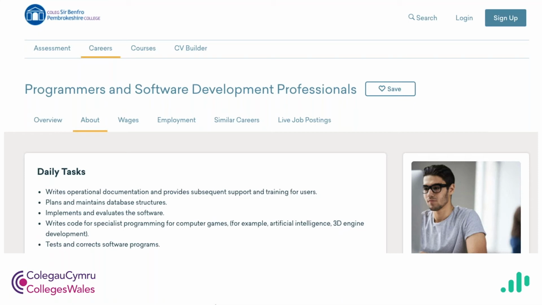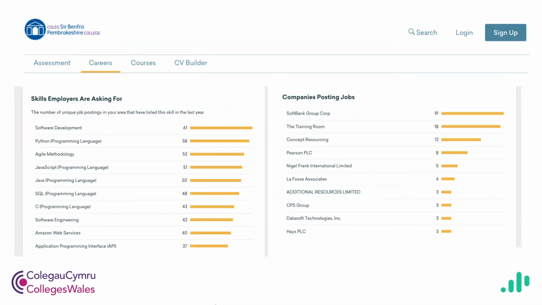So here we're looking at programmers and software development professionals, so a very specific occupation, but we can then see the daily tasks that are going to be needed in that type of role, and then importantly, referencing back to the data that we looked at, we can see the top skills that employers are asking for, and that's, as I say, using the same data set that we've used before.